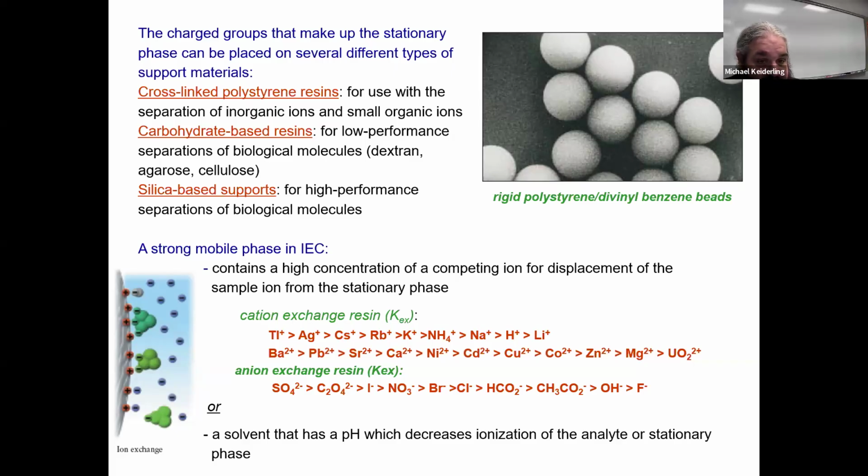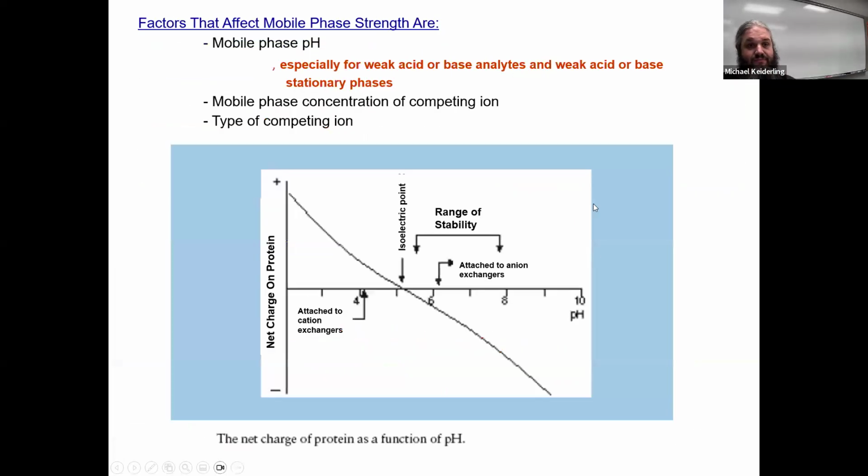A strong mobile phase in IEC contains a high concentration of some competing ion for displacement of the sample ion from the stationary phase. So here are some examples of ions that can be used. Or some solvent that has a pH which decreases the ionization of the analyte or stationary phase.